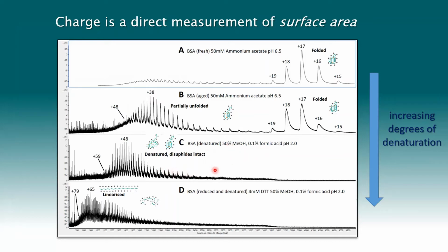And now we have the charge states pushed towards the left, much higher charge states and more of them. But the BSA is not fully denatured because it still has 19 disulfide bonds. If we break all those bonds, then BSA is now able to linearize and we achieve the highest charge state. So what you're seeing here is increasing degrees of denaturation, and this corresponds to higher and more abundant charge states.